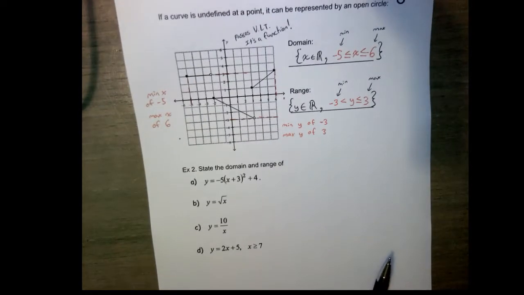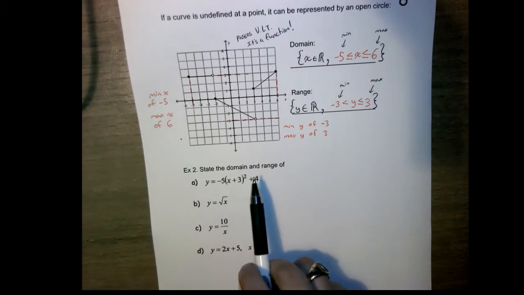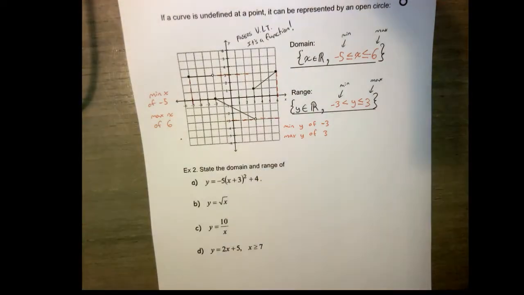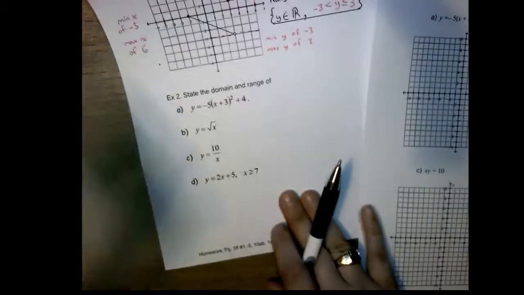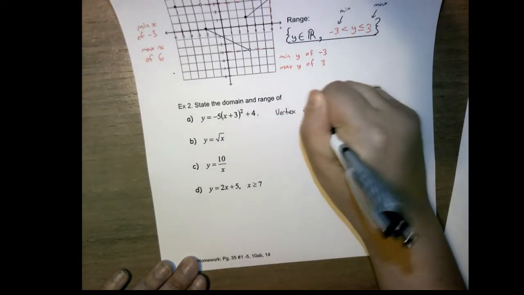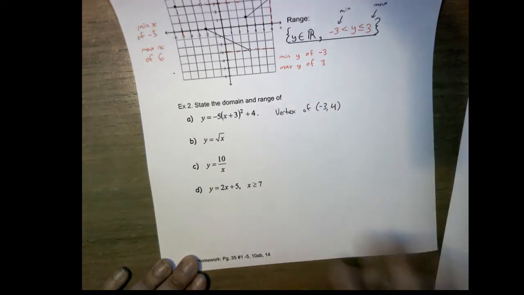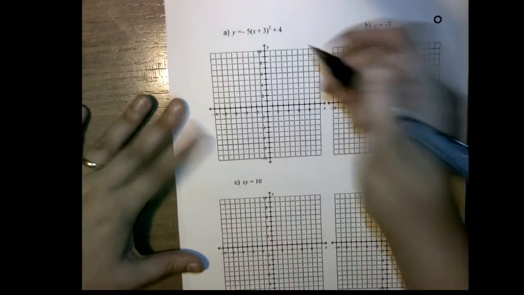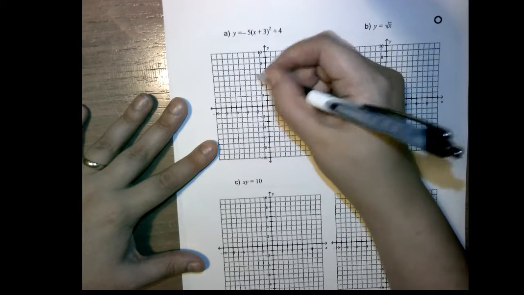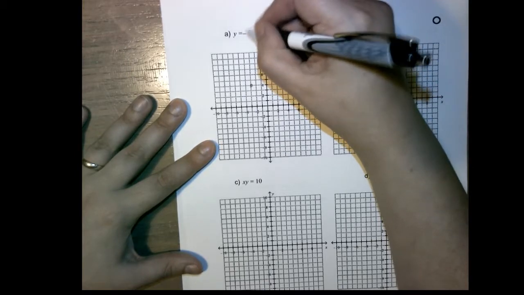So I have the example, y equals -5 times (x plus 3) squared plus 4. So if you remember from graphing our lovely vertex form equations, right? I have a vertex here of -3 and +4, right? So if I'm graphing that out, I have a vertex here of -3 and +4. And my a value is -5.